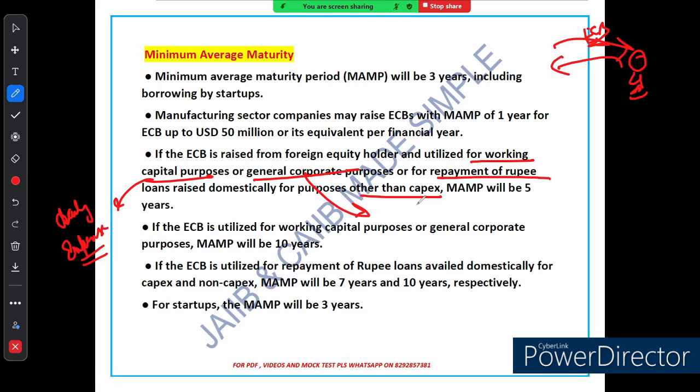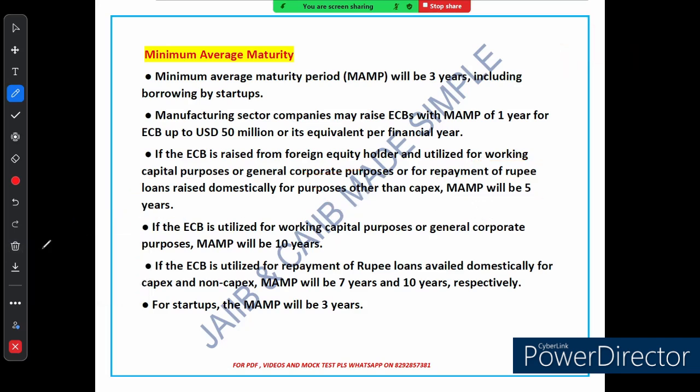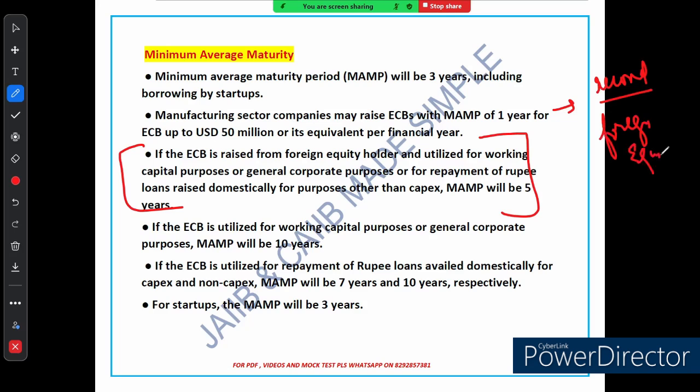Suppose you raise a loan for buying machinery, you can't do that. But if you have raised a loan domestically for any other purposes other than capex, right? So the MAMP is 5 years. See what I am telling you, this is a very important thing. Already I have told you that one of the recognized lenders can be a foreign equity holder. Foreign equity holder is none but those persons who hold equity, who hold shares in your company.